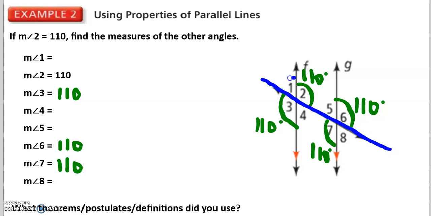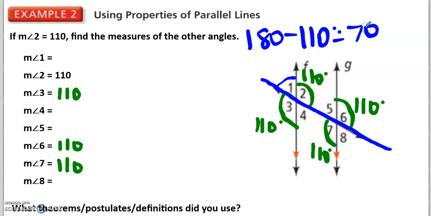Well, check out, I have a line here, right? I have kind of supplementary angles, don't you think? Right? Angle 1, it's a linear pair. Angle 1 and angle 2, they're supplementary. So how am I going to find angle 1? I can do 180 minus 110. I'll get 70, right? 70 is measure of angle 1.